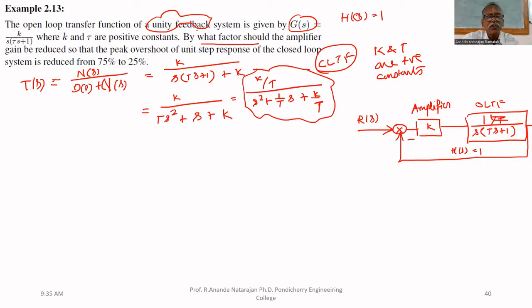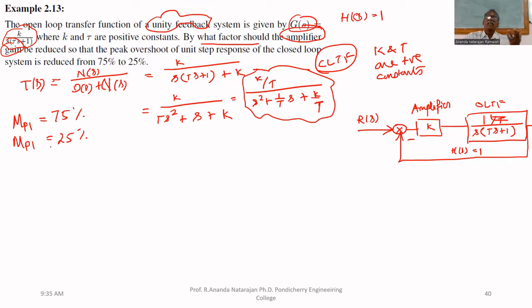The open loop transfer function of a unity feedback system is given, where k and tau are positive constants. By what factor should the amplifier gain be reduced? The amplifier gain means k is an amplifier. It is reduced so that the peak overshoot of the unit step response of the closed loop system is reduced from 75% to 25%. Earlier, the peak overshoot Mp1 equals 75%. Now the peak overshoot is reduced to 25%.